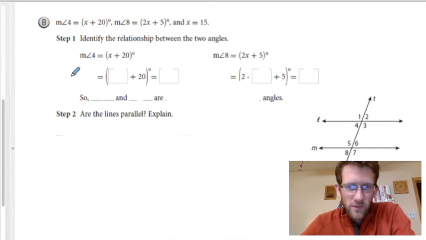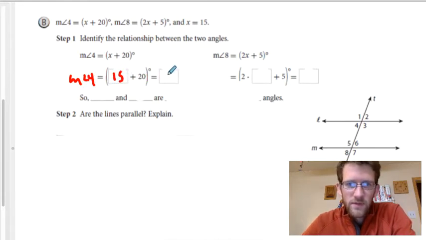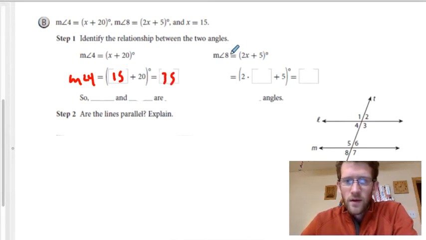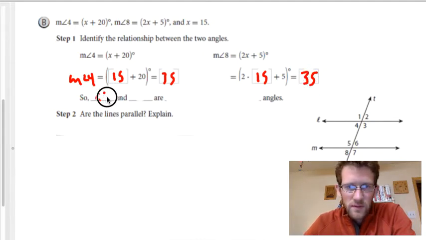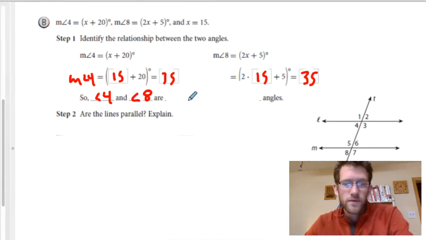So the measure of angle 4, I'll bring this down, the measure of angle 4 equals, I know x is 15, plus 20. What's 15 plus 20? That's 35. The measure of angle 8 is 2x plus 5, 2 times 15 plus 5, so that's 35. So angles 4 and 8, there they are.